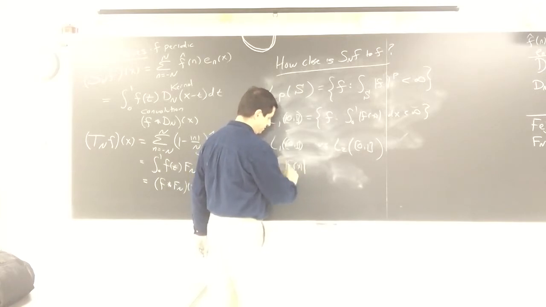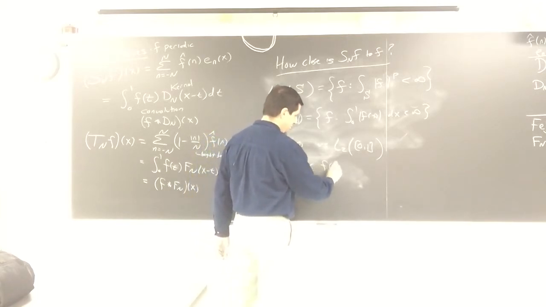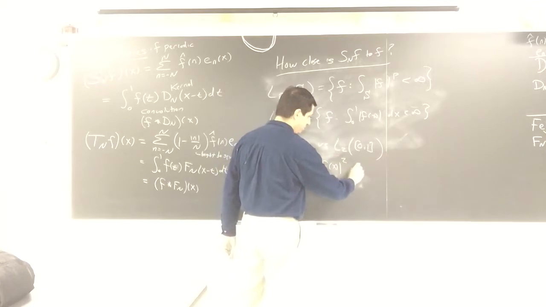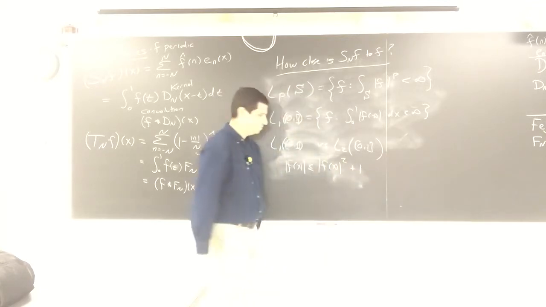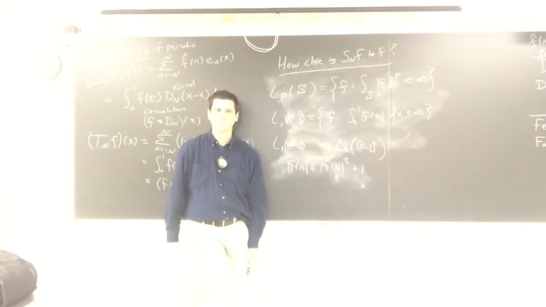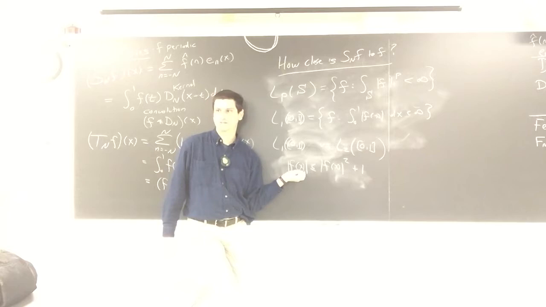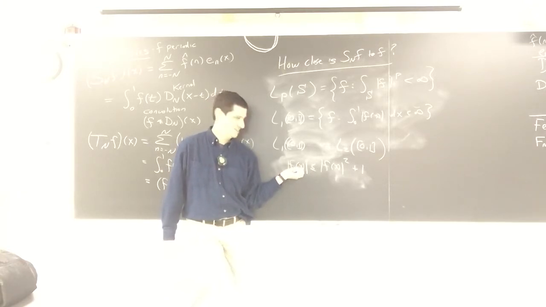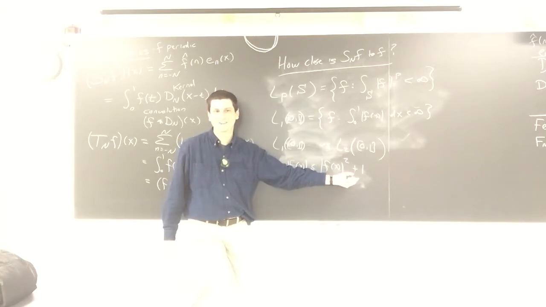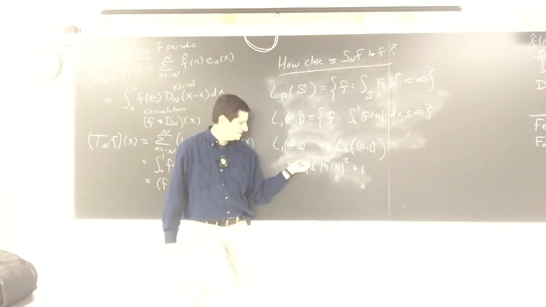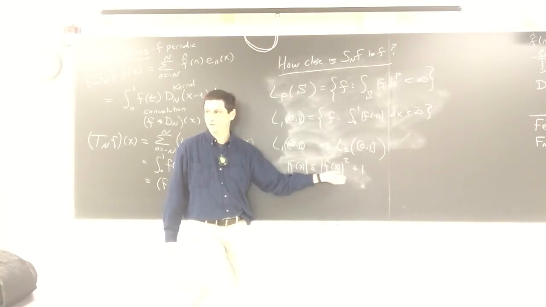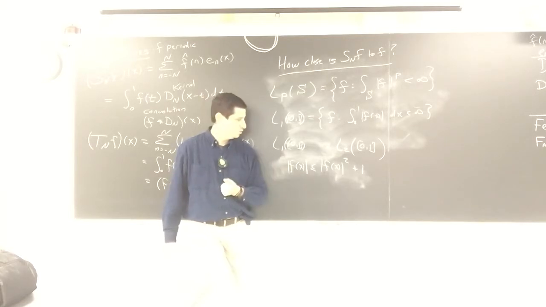f of x is less than or equal to f of x squared plus 1. If f is greater than 1 in absolute value, then f of x squared is greater than f. If f of x is less than 1 in absolute value, then it's less than 1. So the absolute value of f is less than or equal to the absolute value of f squared plus 1.